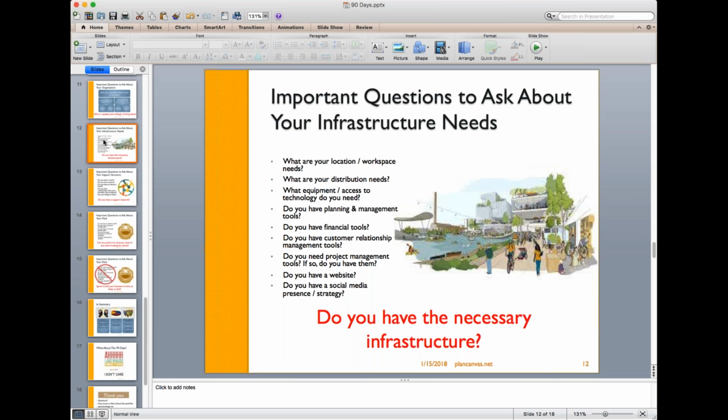All right, how about financial tools? How about customer relationship management tools? Do you need them? All right, there are free options for CRM tools. There are subscription based options out there. So all kinds of options. You can even just use Excel if that's what's going to be most comfortable, but use something that's going to help you maintain those relationships with your customers. All right, how about project management?